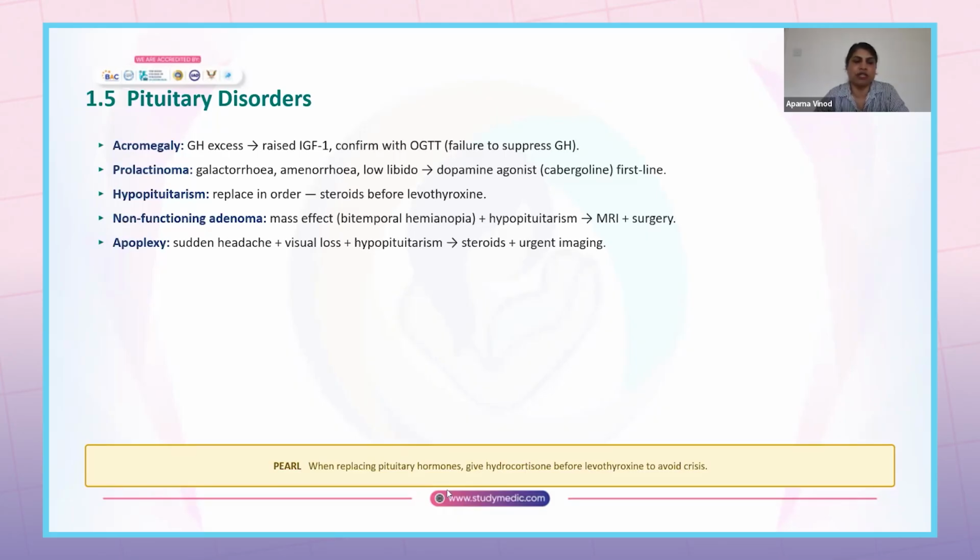All of those hormones will be in trouble. But we always give importance to replacing steroids before levothyroxine. Non-functioning adenoma, so mainly it is just a structural problem, so it will cause mass effect. So the history, they will give you bitemporal hemianopia and other hormonal deficiencies. The investigation will be MRI, treatment will be surgery. Apoplexy, so that will be, the history will be sudden headache, visual loss, hypopituitarism. The treatment will be steroids and urgent imaging.